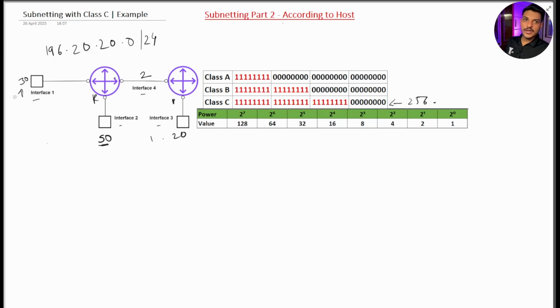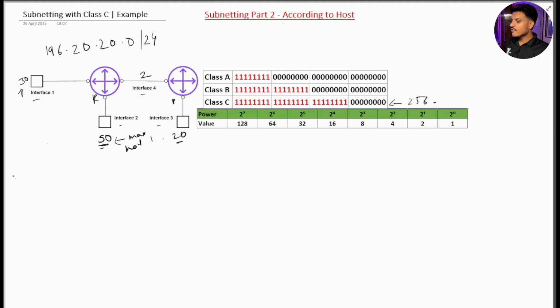Now, by looking at our architecture, you have to find the maximum number of hosts that was required. The maximum number of hosts was 50, as the others were 30, 20 and 2. So 50 was the max host that was required, and we have to keep this in mind.